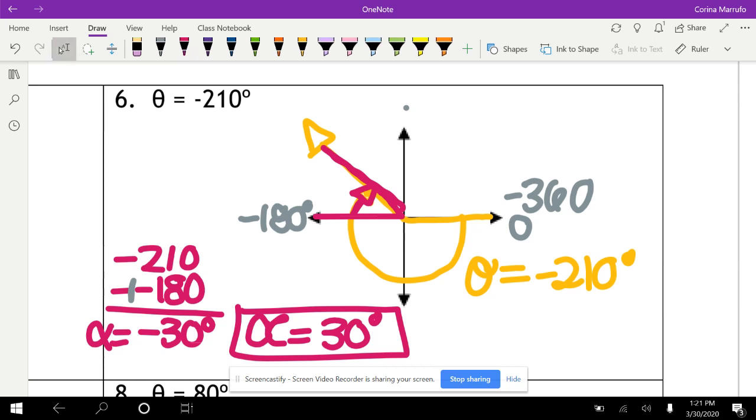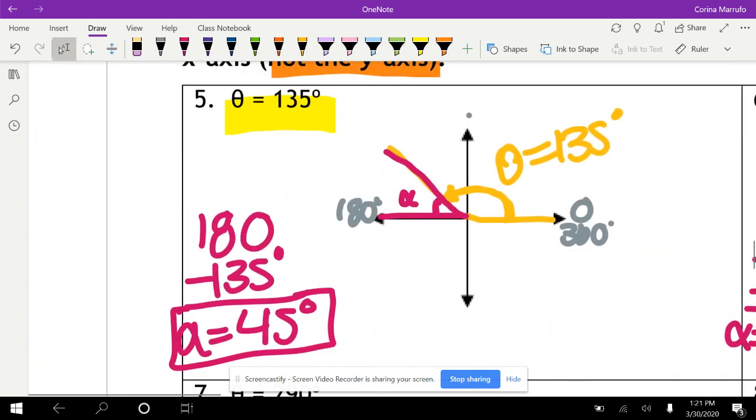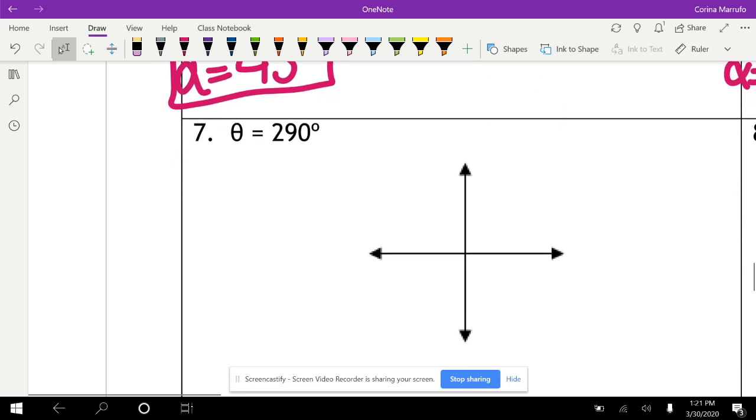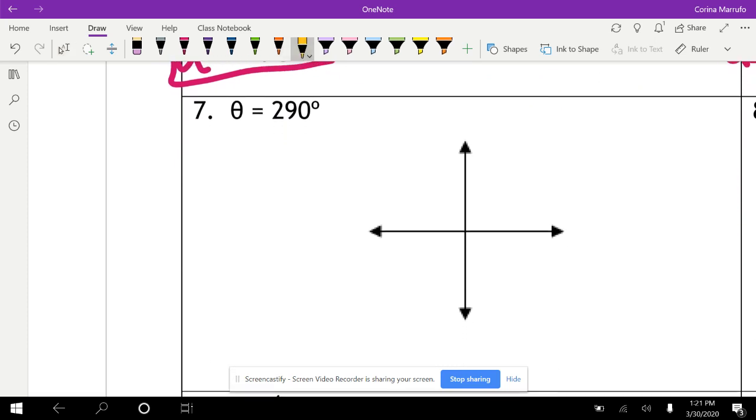All right, let's see the next one. So here we have theta is equal to 290 degrees. So we're going to graph that. This is 0. We're going in the positive direction. This would be 90. This would be 180.